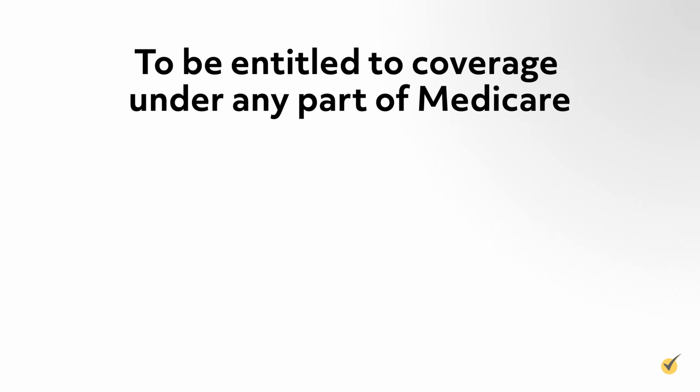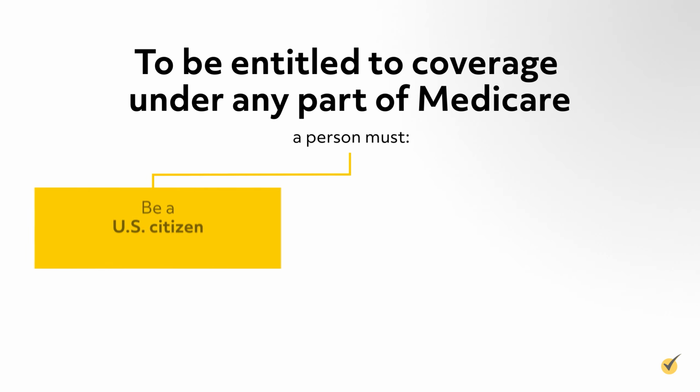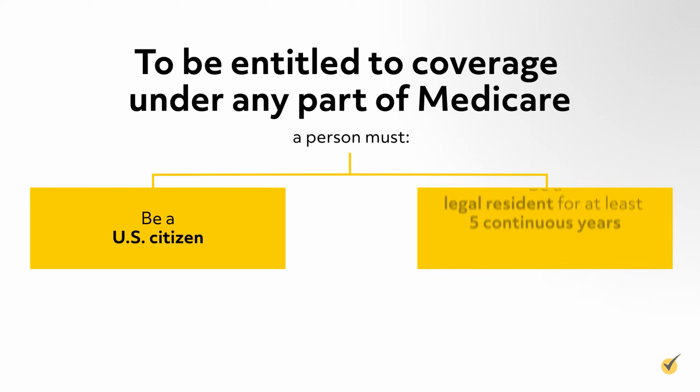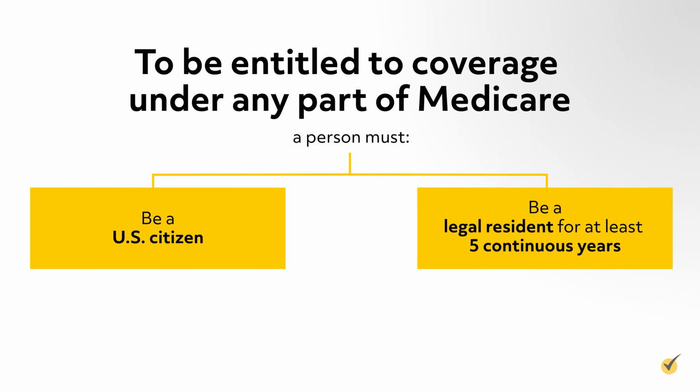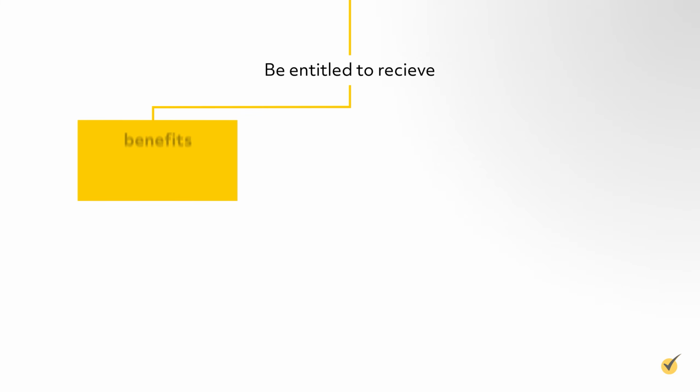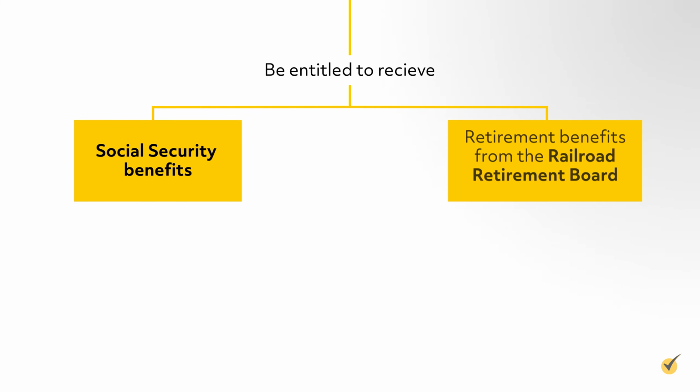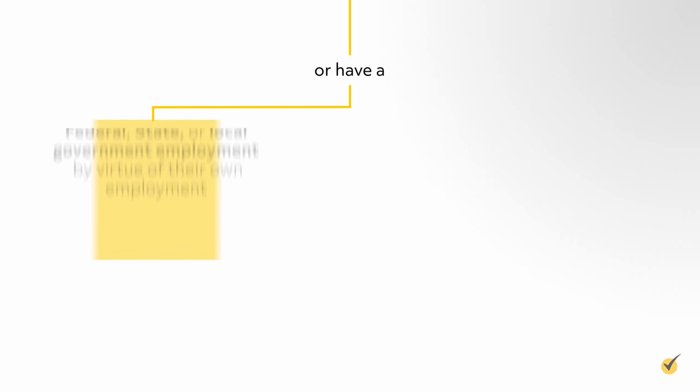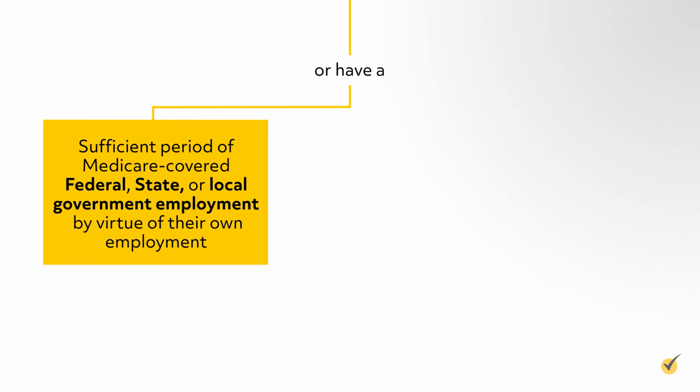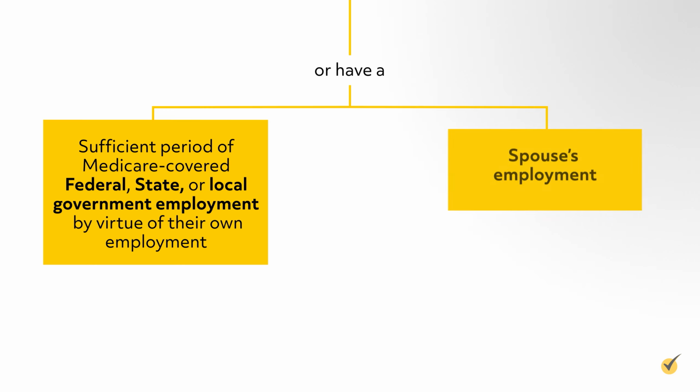To be entitled to coverage under any part of Medicare, a person must first be a U.S. citizen or a person who has been a legal resident for at least 5 continuous years, and be entitled to receive Social Security benefits or receiving retirement benefits from the Railroad Retirement Board, or have a sufficient period of Medicare-covered federal, state, or local government employment by virtue of their own or spouse's employment.